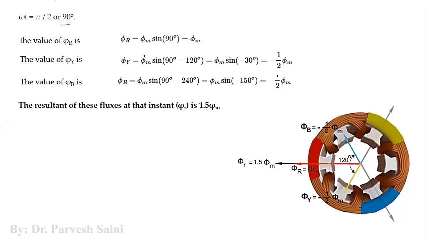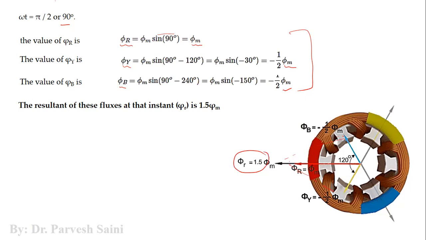So when we put omega t equal to 90 degrees in the standard equations of these three fluxes, for phi r the value would be phi m because sine 90 is 1, for phi y it is minus 1 by 2 phi m, and for phi b we have minus 1 by 2 again phi m, right? So if we do a simple addition, it seems that the resultant would be 0. But again, we will apply the parallelogram law of vector addition, and we get phi r equal to 1.5 phi m.